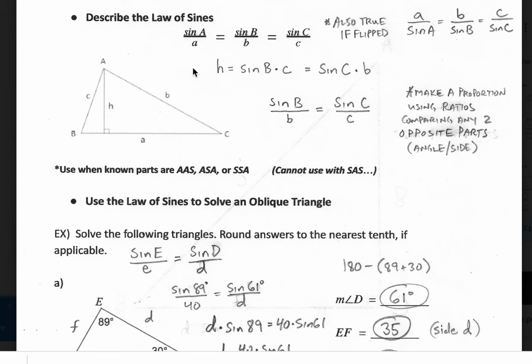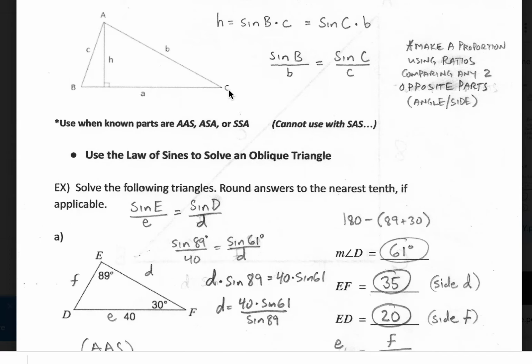Again, when we use the law of sines, we're just setting up ratios comparing two opposite parts, an angle compared to the side that is opposite or across from it. So as long as we have at least that information, then we can set it equal to a ratio comparing the same corresponding parts, and we could solve for one of those unknown parts.